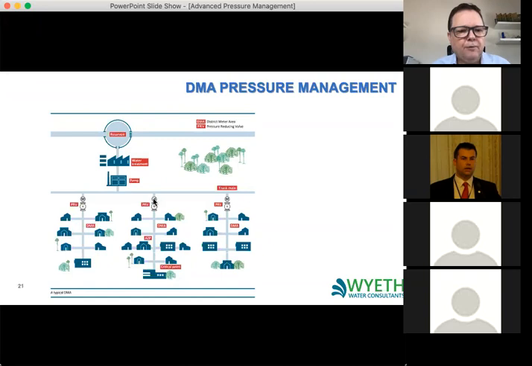It is possible for us to just have one bigger PRV on the trunk main, as I mentioned earlier, and to control multiple DMAs, if you have DMAs that have similar customer demands and also the topography is fairly flat.